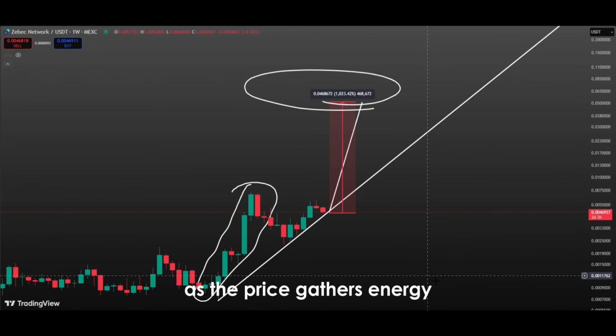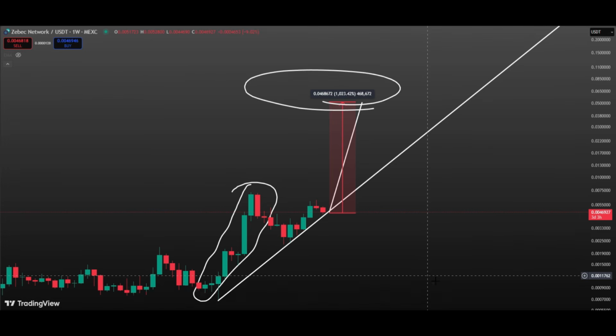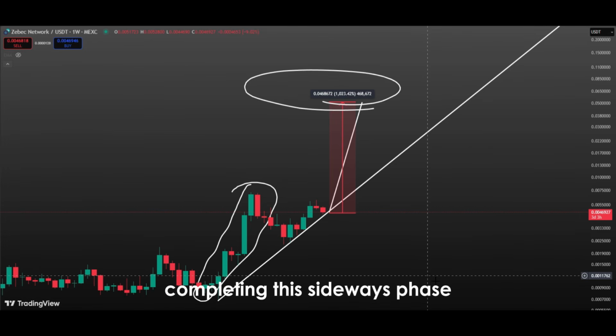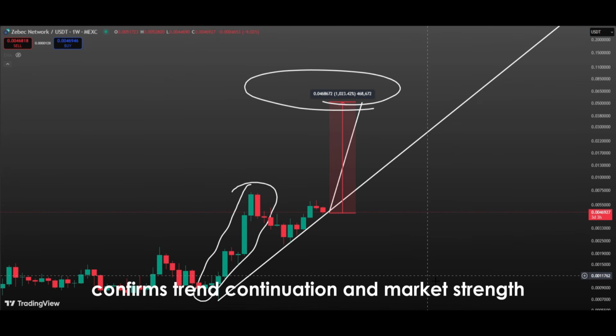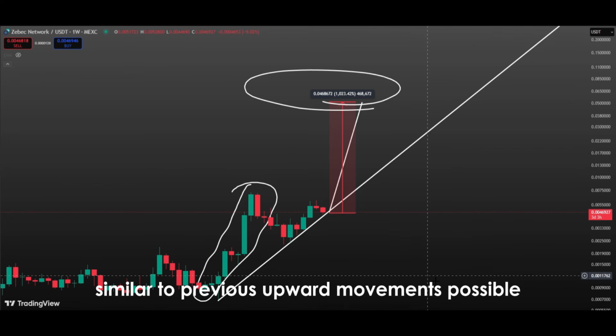As the price gathers energy during this horizontal phase and rises again, it can exhibit a strong rally in terms of both momentum and volume, creating significant profit opportunities for investors. Completing this sideways phase confirms trend continuation and market strength, making a 10x rise similar to previous upward movements possible.